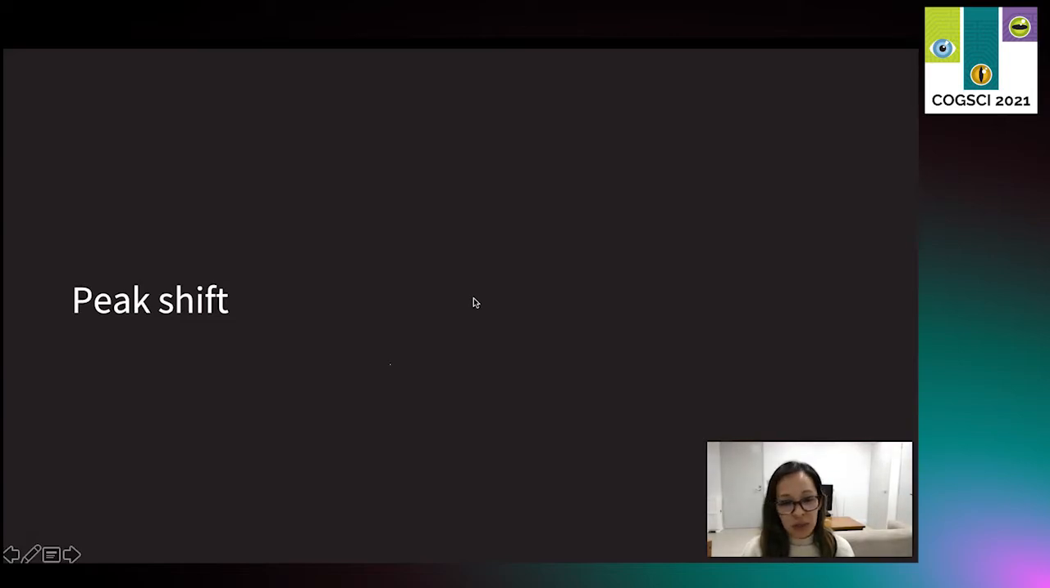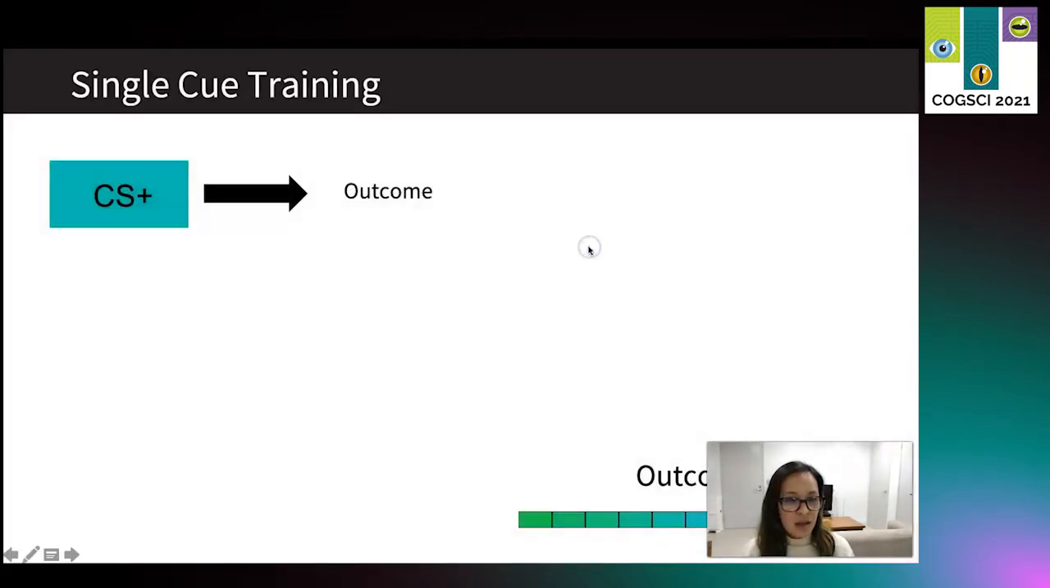Okay, so a lot of the work that I'm going to be presenting really stemmed from this phenomenon called peak shift. I'll explain what that is first. In associative learning, we can administer what's called single cue training. This is really simple. We just present a single stimulus, CS+, and participants learn that the CS+ predicts some outcome. The stimuli that we use in our experiments are usually quite simple. They're just colored shapes like this aqua rectangle here.